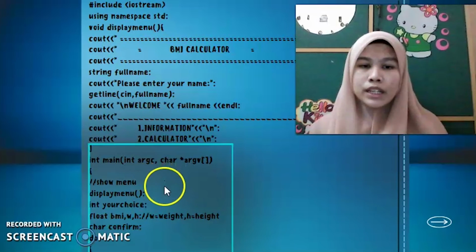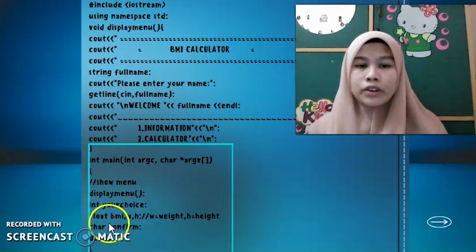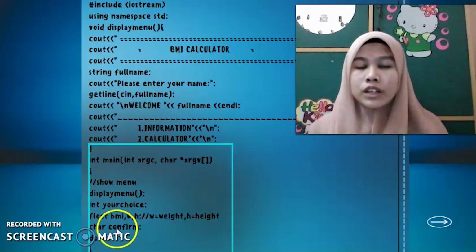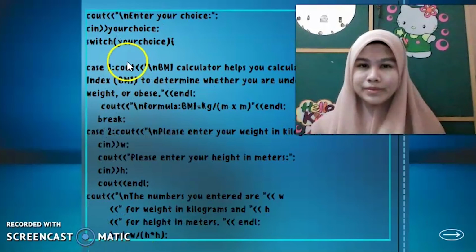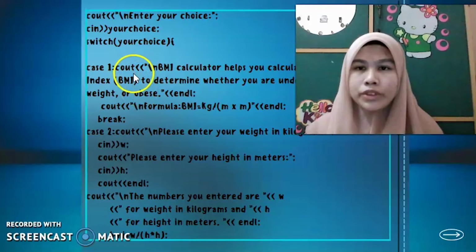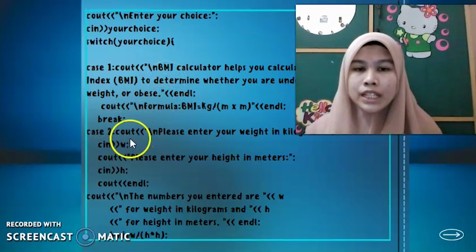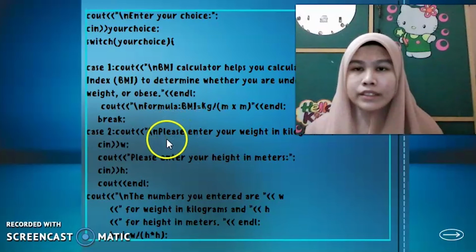And then starting from int main, we will declare int your choice, float BMI, W, H, where W equal to weight, H equal to height, char confirm and do. At the enter your choice line, it will refer back to the int your choice. Then we do switch case. From your choice, let's say the user enters 1, then it will refer to case 1, which is the information. And if the user enters 2, it will refer to case 2, which is the BMI calculation.